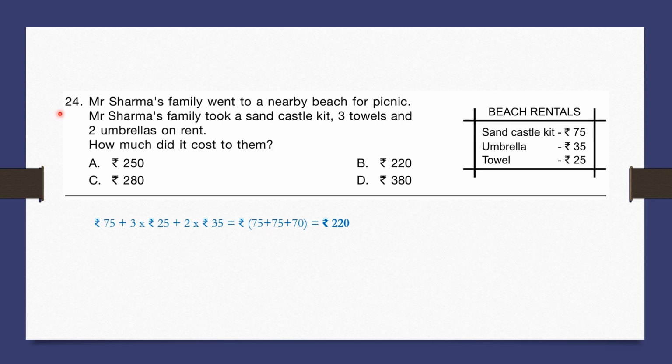Question number 24. Mr. Sharma's family went to a nearby beach for a picnic. Mr. Sharma's family took a sandcastle kit, 3 towels and 2 umbrellas on rent. How much did it cost them? So rental prices are given here. Let's calculate how much he spent. So he took one sandcastle kit which is rupees 75, plus 3 towels, 3 times rupees 35, plus 2 umbrellas, 2 times rupees 25. So total is rupees 220. So our answer is option B.